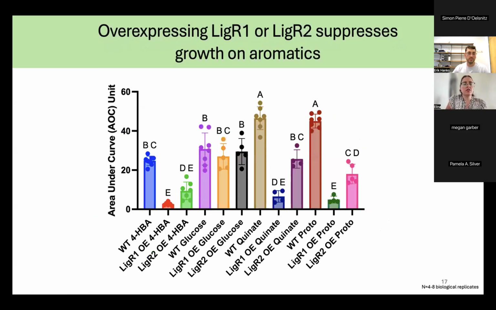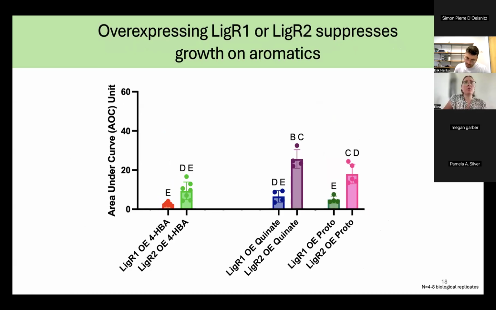So I conducted a screen with the other compounds, and what we were able to show is that when you overexpress either LIGAR1 or LIGAR2 in the wild type background, it suppresses the growth of the bacteria on aromatics like 4-HBA, quinate, and proto. So this indicates that the phenotype I was originally seeing in the knockout background when I complemented it was actually true.